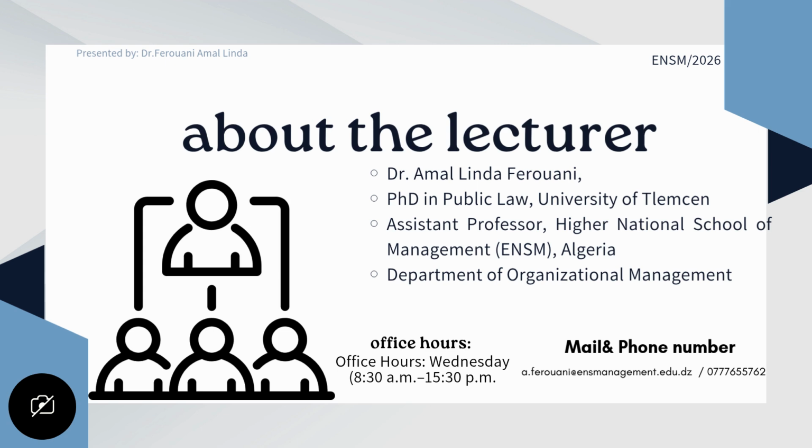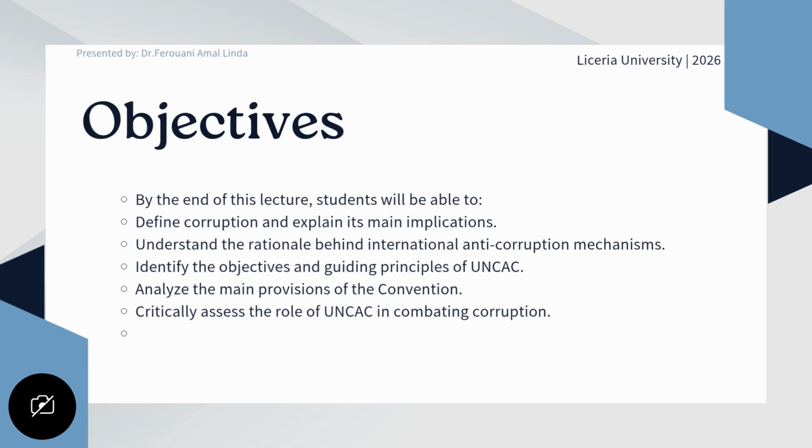Having briefly introduced myself, let us now turn to the objectives of today's lecture. By the end of this lecture, students should be able to define corruption and explain its major implications. They should also understand the rationale behind international anti-corruption mechanisms and identify the objectives and guiding principles of the United Nations Convention Against Corruption. Furthermore, students will be encouraged to analyze the convention's main provisions and critically assess its role in addressing corruption at the international level.